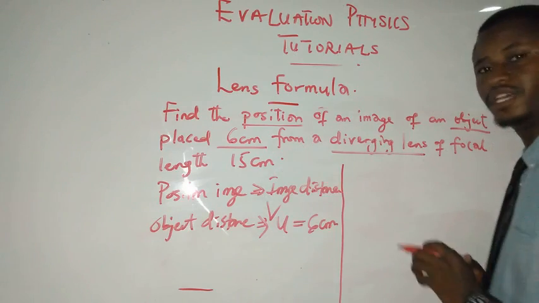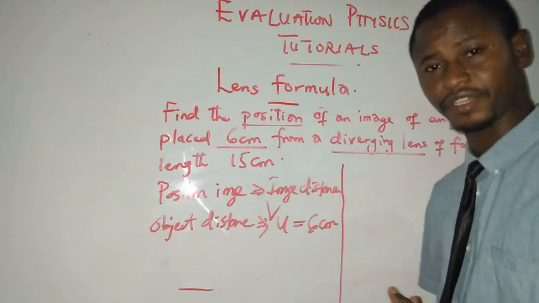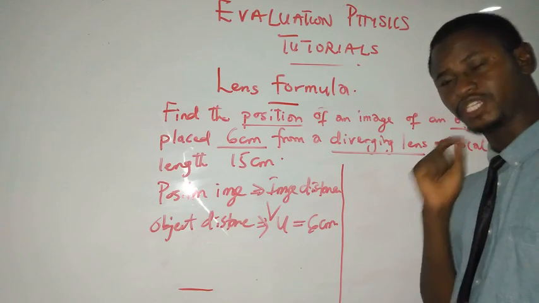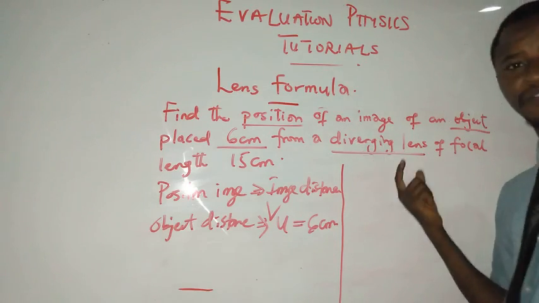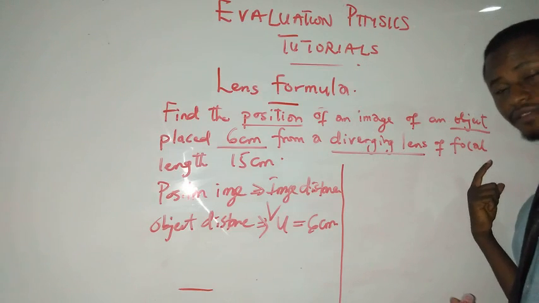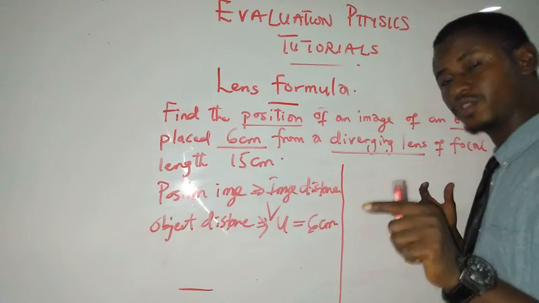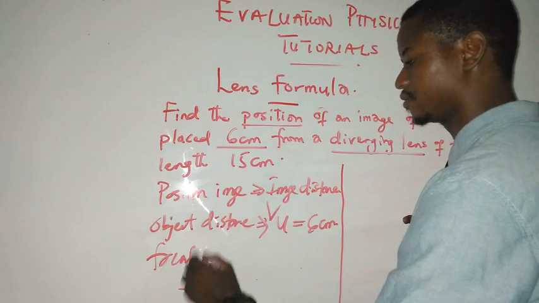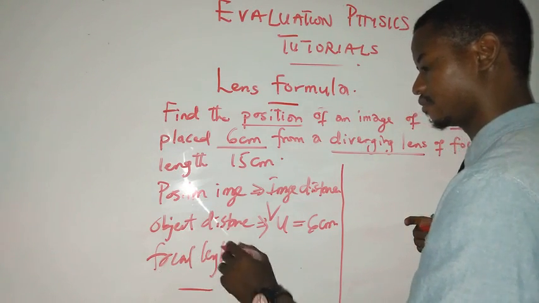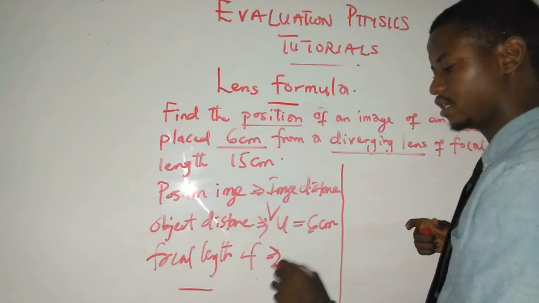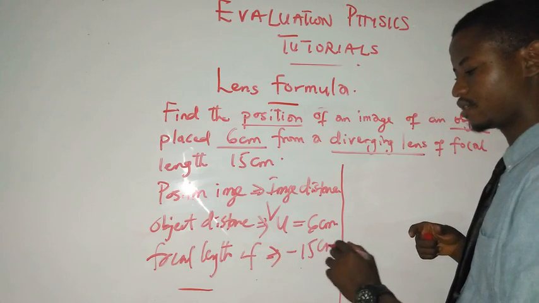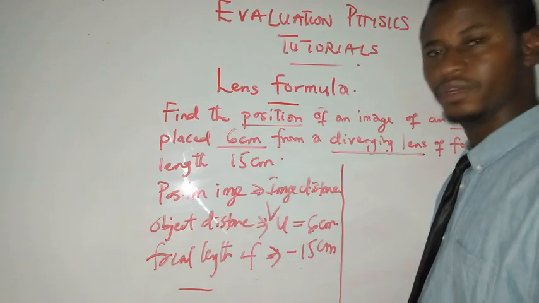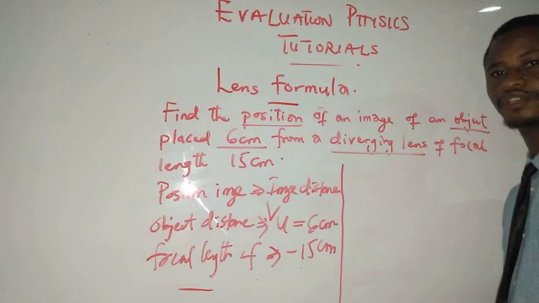This is a diverging lens. If you remember clearly from the previous class, I instructed that each time a question is given on a diverging lens and the focal length is given, the focal length must bear a negative sign. So, focal length f of the lens is equal to minus 15 centimeters. Now, we have listed all that is given and what we're looking for.